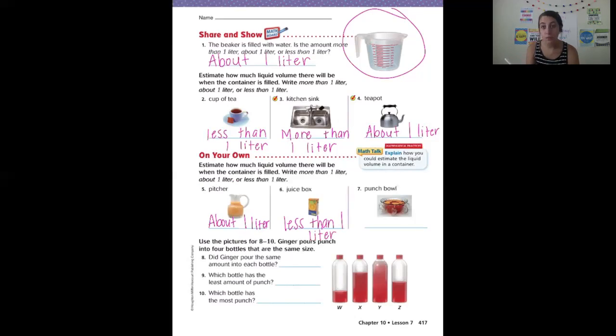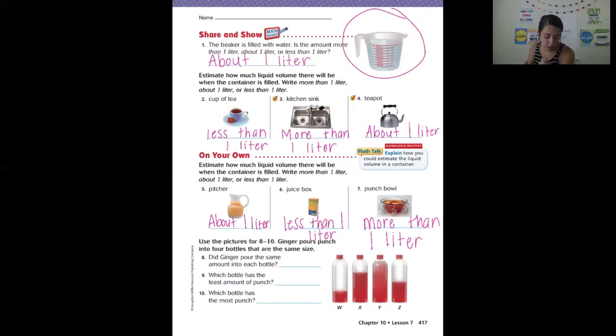Now let's look at the punch bowl. Think about a big bowl filled with fruit punch. Is that about 1 liter, more than 1 liter, or less than 1 liter? Go ahead and write that down on your paper now. Okay, if you said more than 1 liter, you are correct. The volume is bigger than 1 liter. Very good.